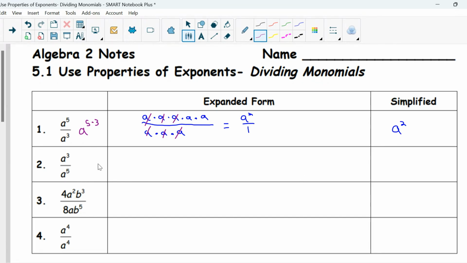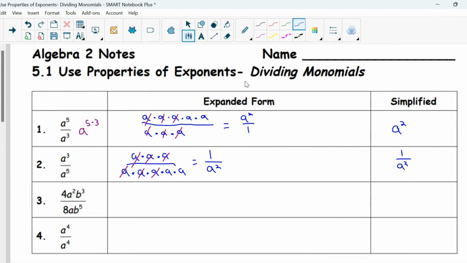Okay, the second one works the exact same way. Let's start with the expanded form, and then we'll talk about the shortcut. So we have a to the third power in our numerator. So we have a times a times a, all over a to the fifth power: a times a times itself 5 times. Okay, from here, we can go ahead and cancel. Cancel, cancel. And this leaves me with nothing left in my numerator, or just 1 over a times a, which is a squared, which is just our simplified form. 1 over a squared.